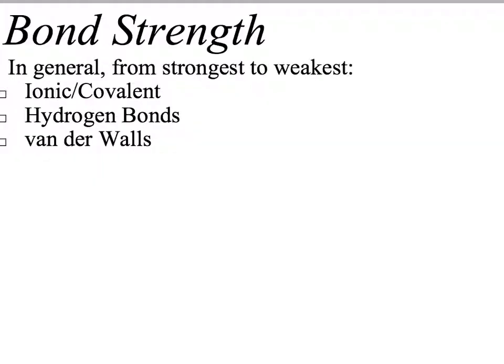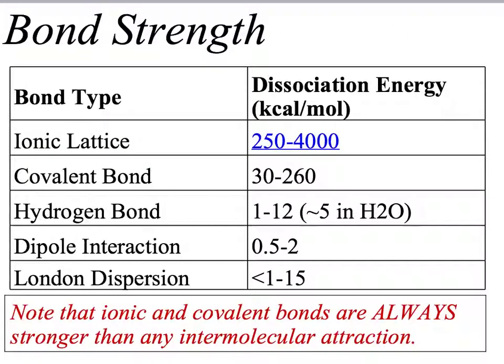Let's look at how that affects my bond strength. And in general, from strongest to weakest, my ionic and covalent bonds here are much stronger. And the hydrogen bonds tend to be the strongest intermolecular attraction, and then all my van der Waals are lower in strength. And let's put some specific numbers to this. So if I look at an ionic lattice, here's my dissociation energy in kilocalories per mole. And we can go anywhere from 250 way up here to maybe 4,000 kilocalories per mole if I have a really tightly held ionic lattice.